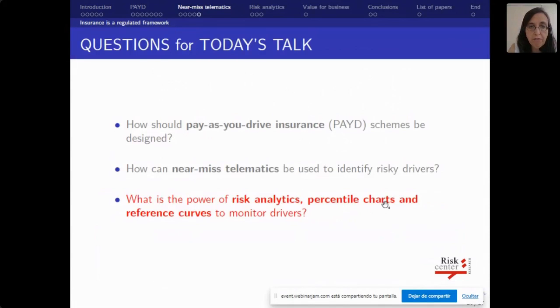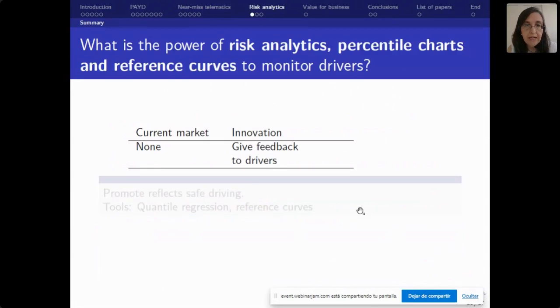Okay, let me go to the third question I wanted to address today. And in this one, I must say, this is ongoing research. This is really what we are doing right now. I just wanted to give you a few examples of what we call risk analytics. So looking at the data and trying to get information. One of the nicest things that we have done is percentile charts. And let me show you very briefly an example.